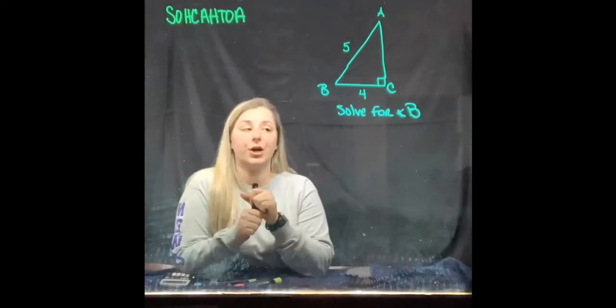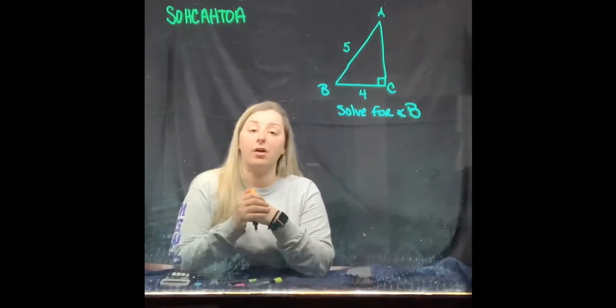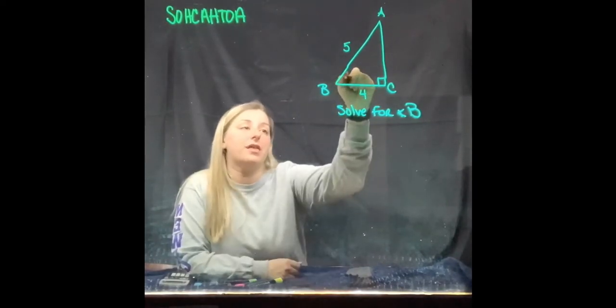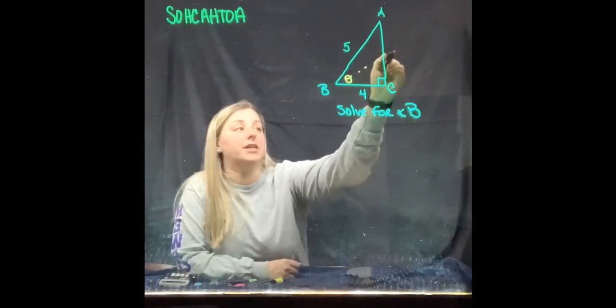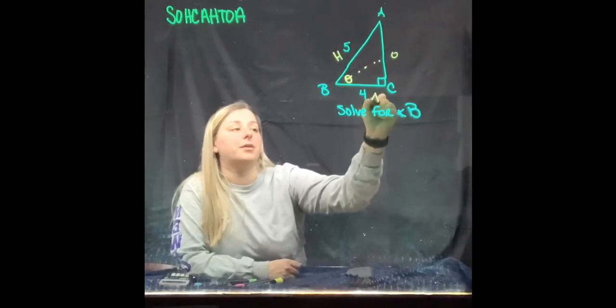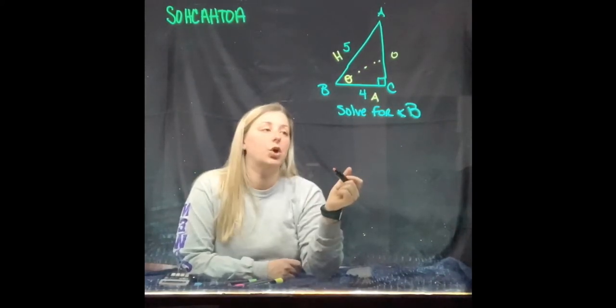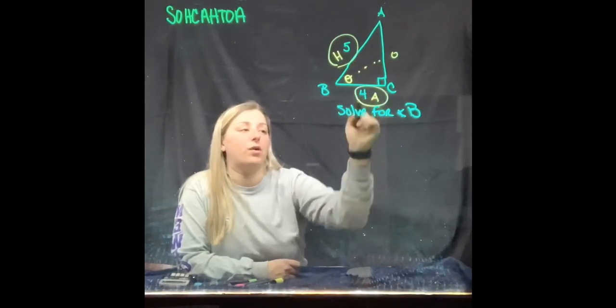Okay, so here's the last one we're going to be doing, just another example of solving for an angle. This one says to solve for angle B. So for angle B, I'm going to put a theta there, and I want to label the triangle. Remember, O, H, and A. Opposite this angle is here. The hypotenuse is always opposite the 90-degree angle, and then here we've got the adjacent side. So we circle what we have. We have H, which is 5, and we have A, which is 4.